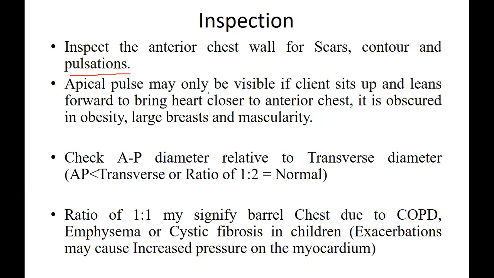The apical pulse may be visible, like I said, if the client sits up and leans forward, because that brings the heart closer to the anterior chest wall. You may be able to see this in patients that are lean, or patients that don't have very thick pectoralis muscle. In obese people, you may not be able to see the apical pulse through the chest wall, even if you perform what we call the accentuation maneuver, where you ask the patient to lean forward to bring the heart closer to the chest wall. In obese patients, even if you do that, you may not be able to see pulsations through the chest wall.